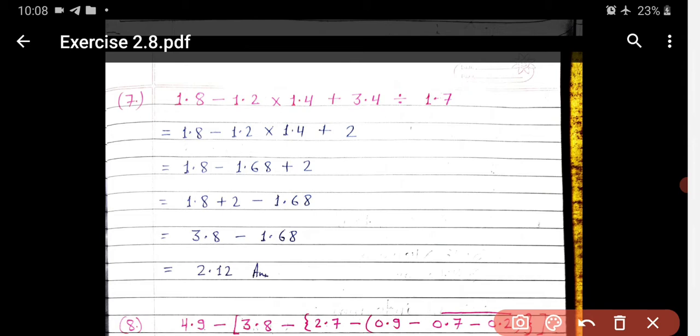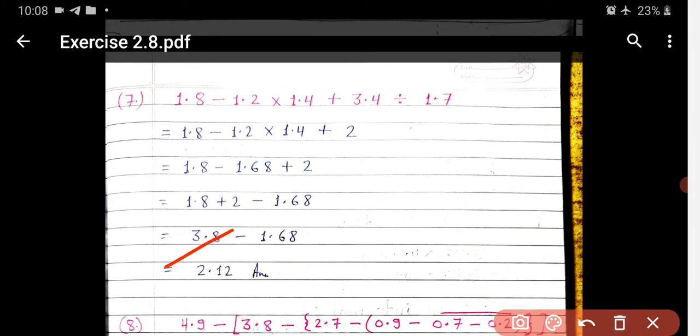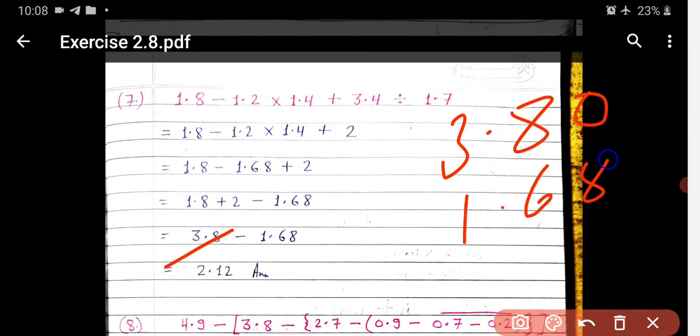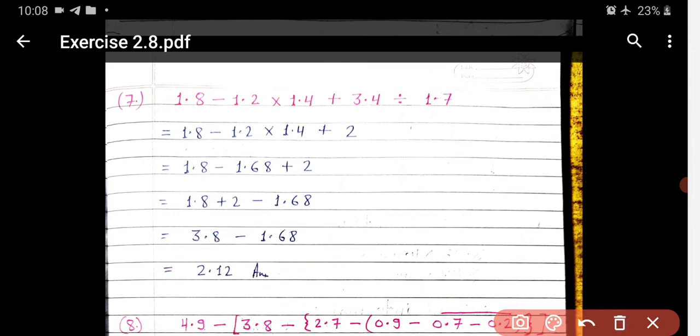Now just do addition. 1.8 plus 2, so write 2.0. It becomes 3.8. Then 3.8 minus 1.68. Write 3.80, add 0 from your side to make it balance. Now just subtract: 10 minus 8 is 2. Here becomes 7, 7 minus 6 is 1. And here, 3 minus 1 is 2. So your answer is 2.12. So it is your final answer, 2.12.